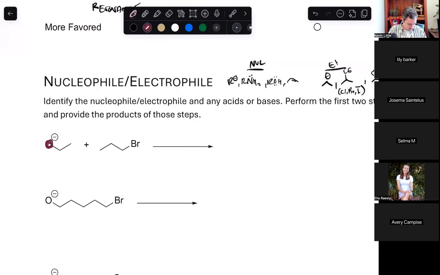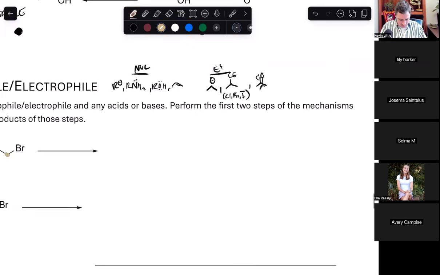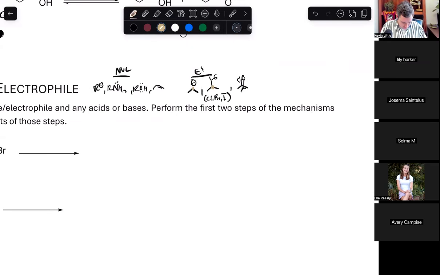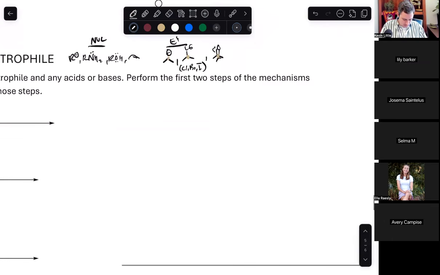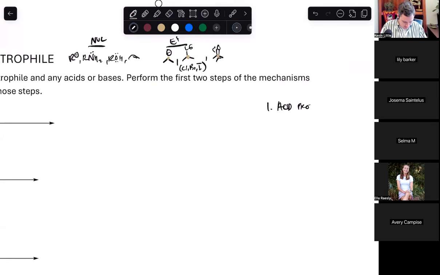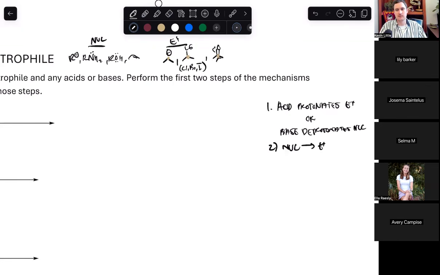I see that looks like a nucleophile. The carbon attached to the leaving group, remember it's always that carbon, makes sense to be my electrophile. I don't have any acid or base. So step one is acid protonates electrophile or base deprotonates nucleophile. Step two is nucleophile attacks electrophile. I'd have those in mind when I do this.